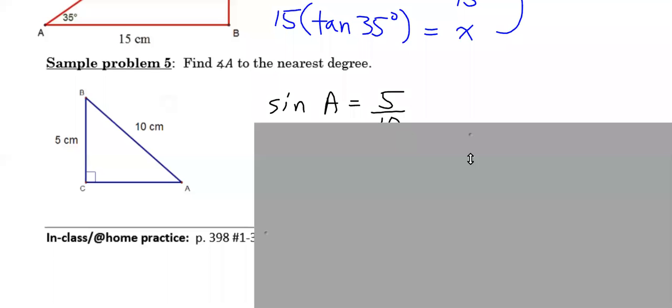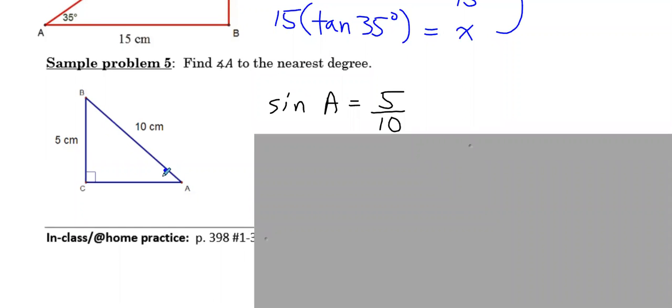My apologies. I think I named one wrong. So let's try that again. The 5 is opposite and the 10 is the hypotenuse. That's why you're using the sine ratio. My apologies, made a little boo-boo there. So these opposite and hypotenuse are given to us. Could find the adjacent using Pythagorean theorem if you wanted to, but this will work out just as well.